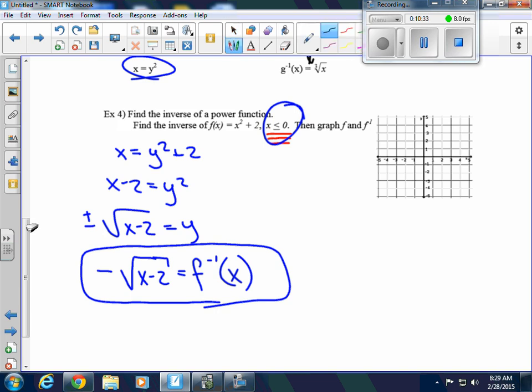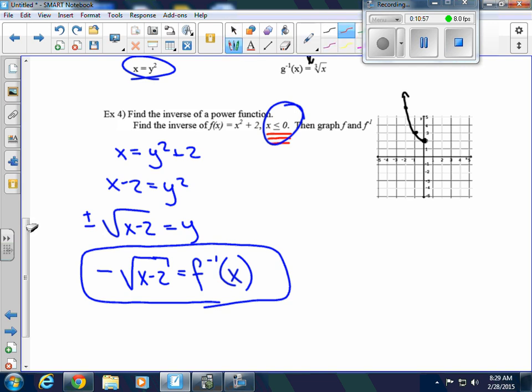We'll graph the original one in black, and I'm going to just plug a couple points in real quick. If I put in 0, I'm going to get 2. If I put in negative 1, because we remember we can only use x values that are negative or less than or equal to 0, so negative 1, I'm going to get 3. And negative 2, I'm going to get 6. And so here is the graph of the original one.